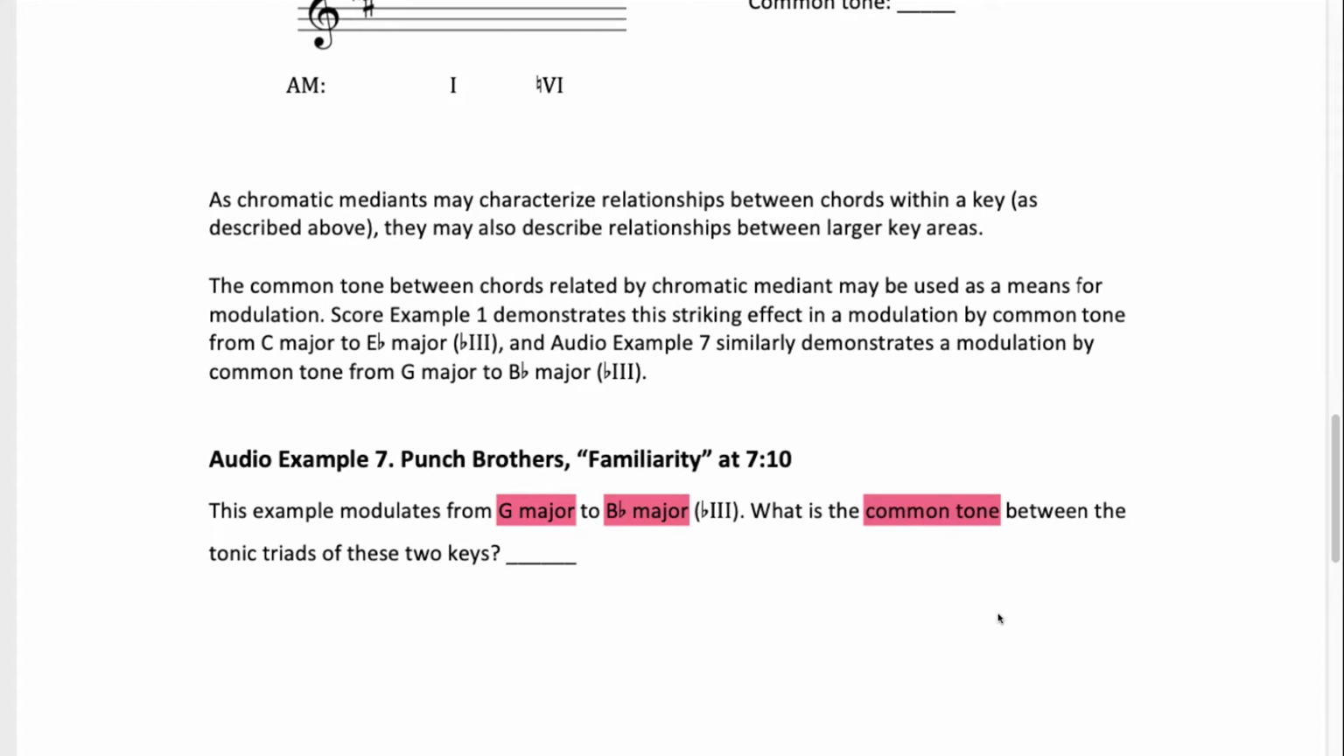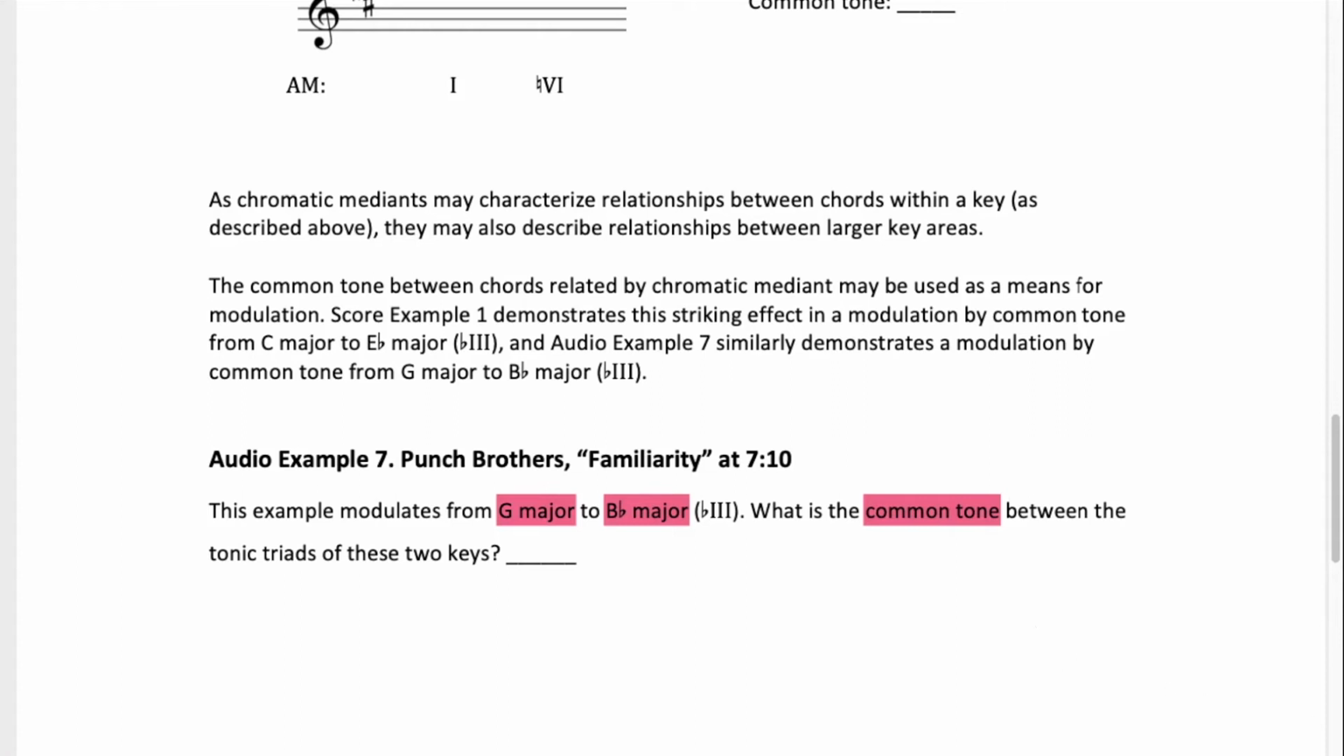So for G major, we're thinking G, B, D. And B flat major, we're thinking B flat, D, F. The common tone between those two tonic triads is D. So when we listen to this example, we're going to be trying to listen for the note D, which will become a glue between the G major and B flat major tonic triads to enact the modulation.